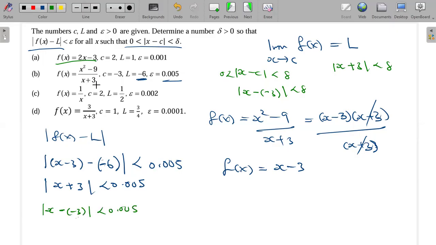So now your c is exactly what you have there, and exactly what we just showed here. So what does that mean? This is less than delta. So this must imply that that part there is just delta. So delta, in short, is just equal to 0.005. Okay, so this is how you're going to do this one here.